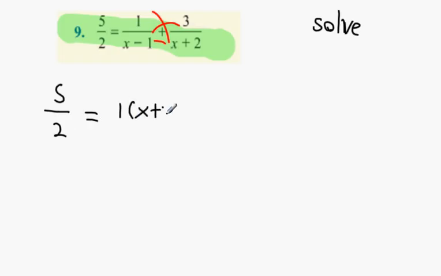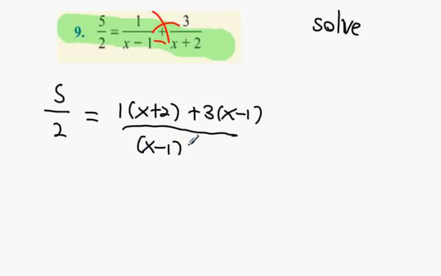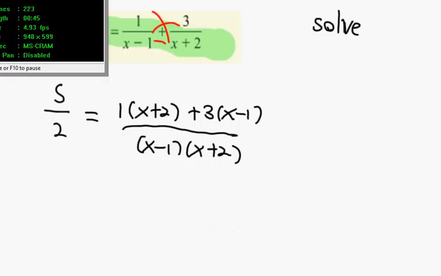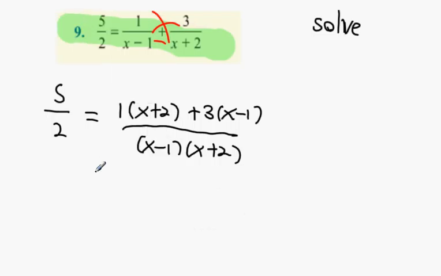1 by x plus 2 plus 3 by x minus 1, all divided by the last line, which is x minus 1 by x plus 2. Okay, you're going to have to multiply these out now. Let's cancel straight away. They cancel. Why would you think they can cancel? Alright guys, here we go.